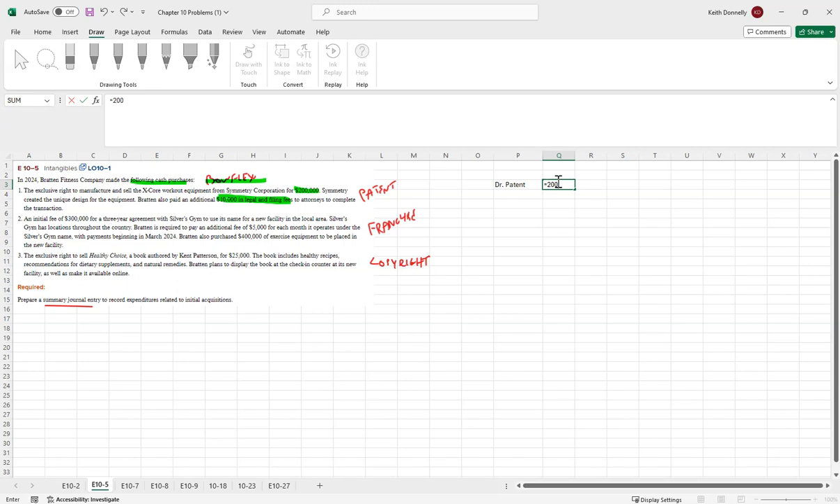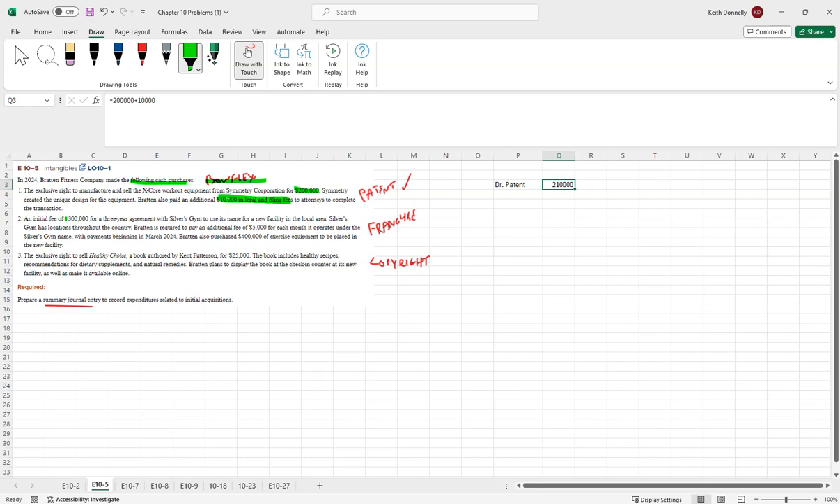It's going to be for the $200,000 that we paid plus the $10,000, right? The attorney fees. Up until we kind of use that thing, all of the money we throw into it, we're going to capitalize. Put a check mark there, not too bad. All right, for the franchise, right?